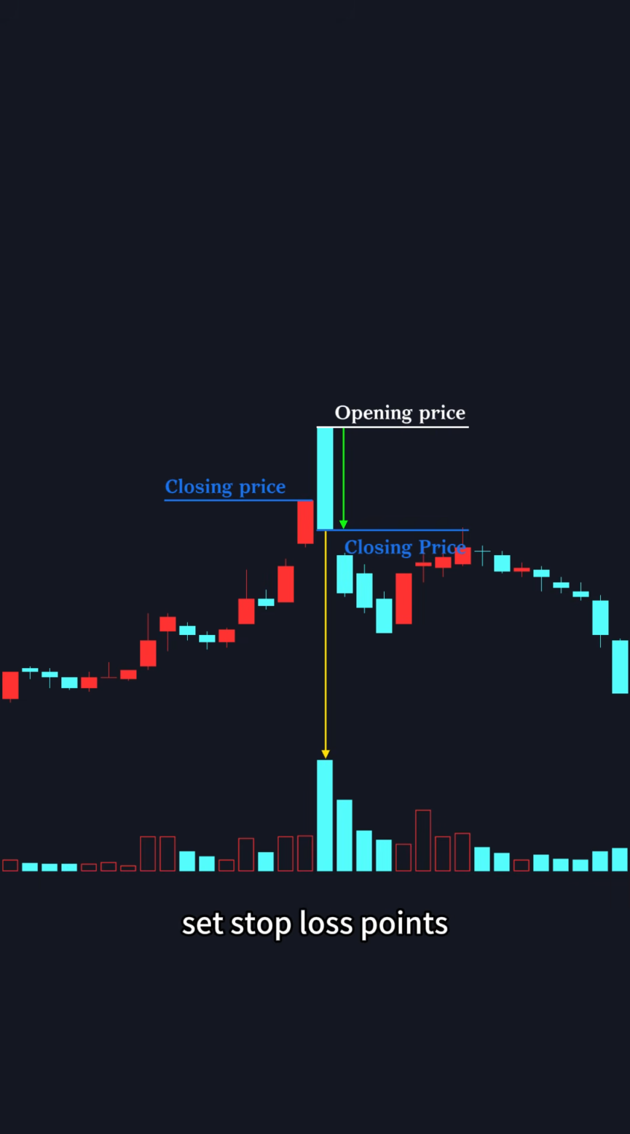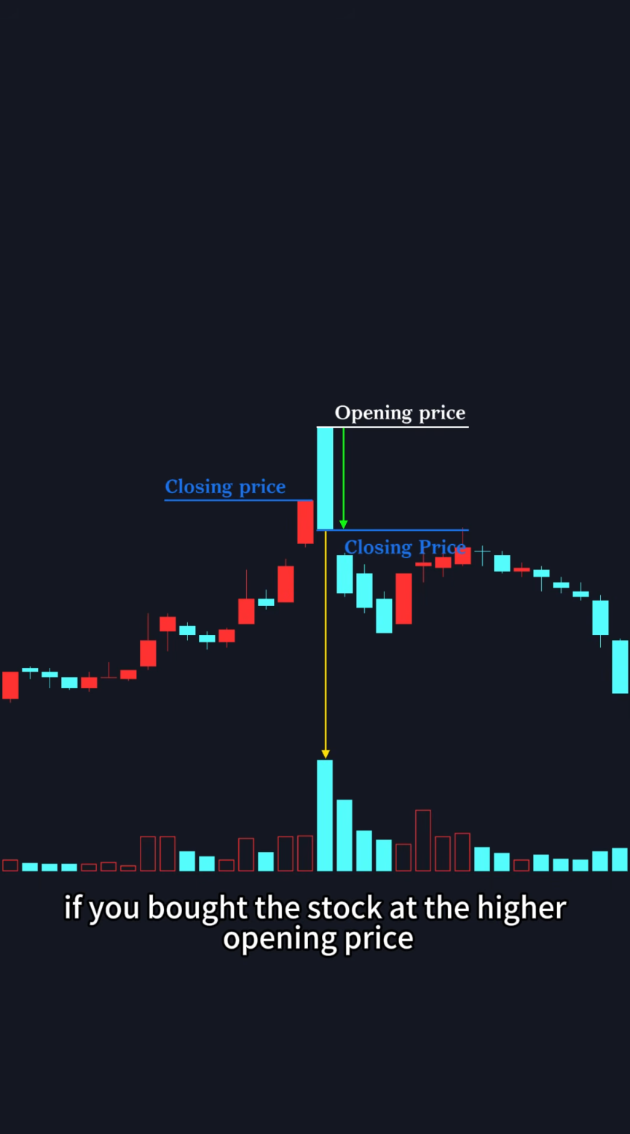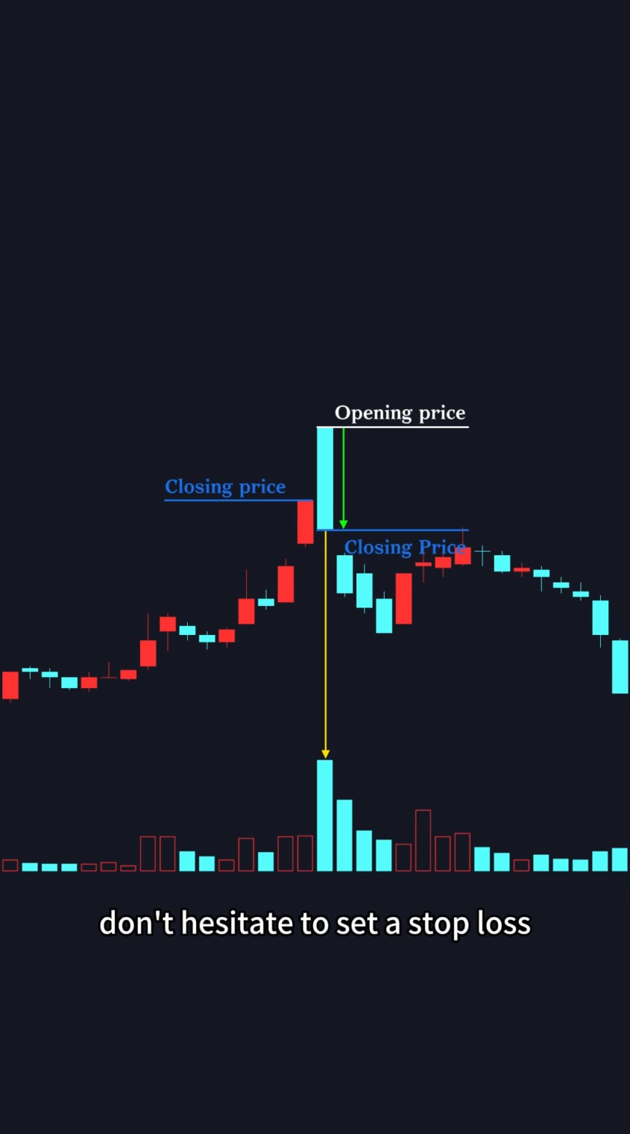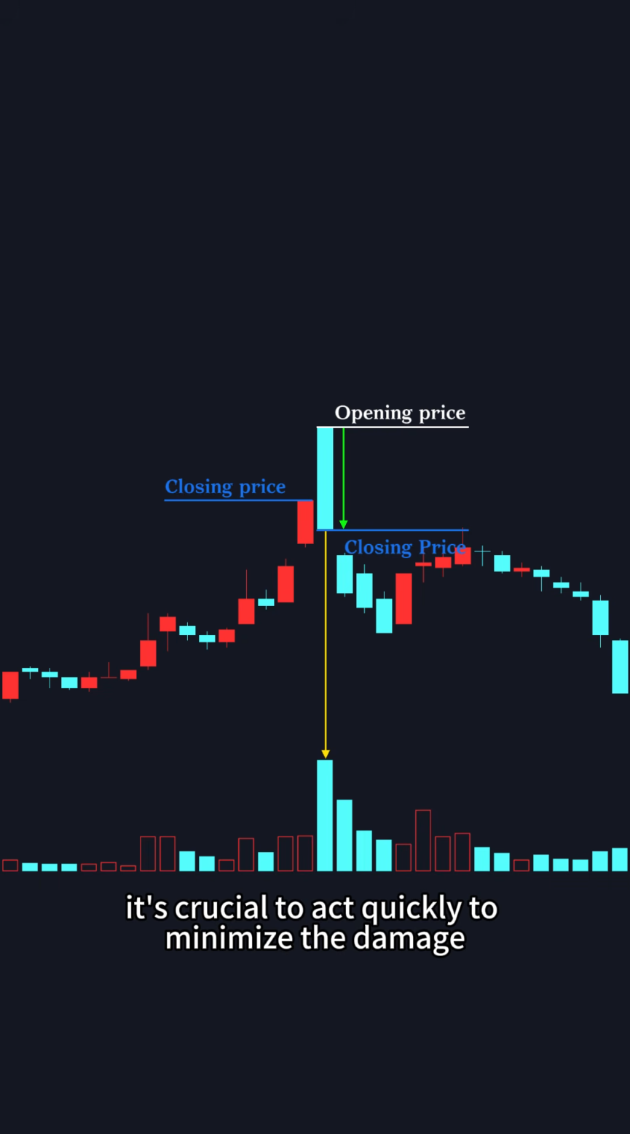Set stop loss points. If you bought the stock at the higher opening price and notice a retracement, don't hesitate to set a stop loss to avoid further losses. It's crucial to act quickly to minimize the damage.